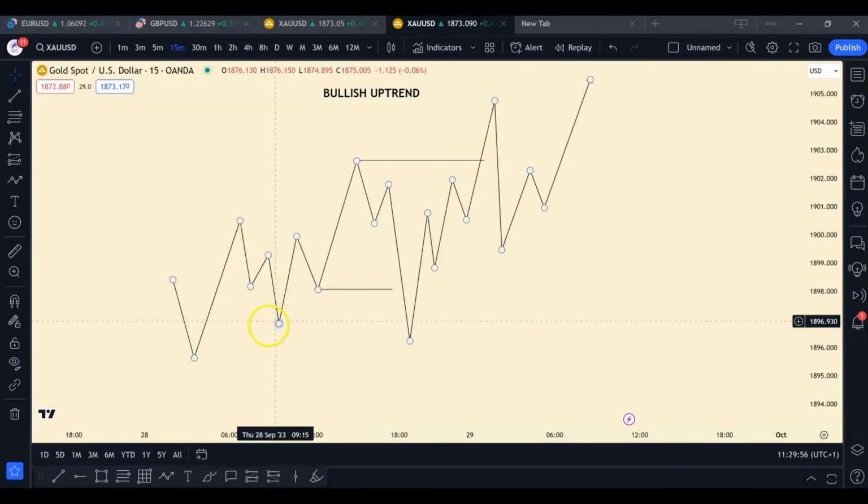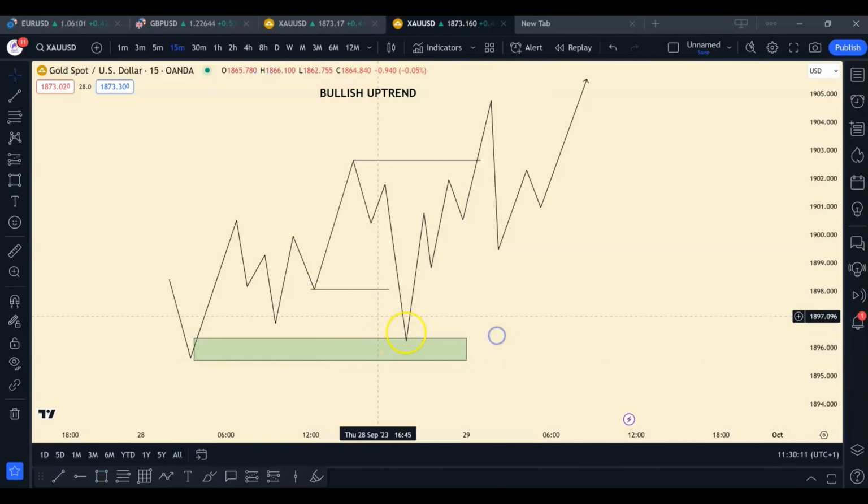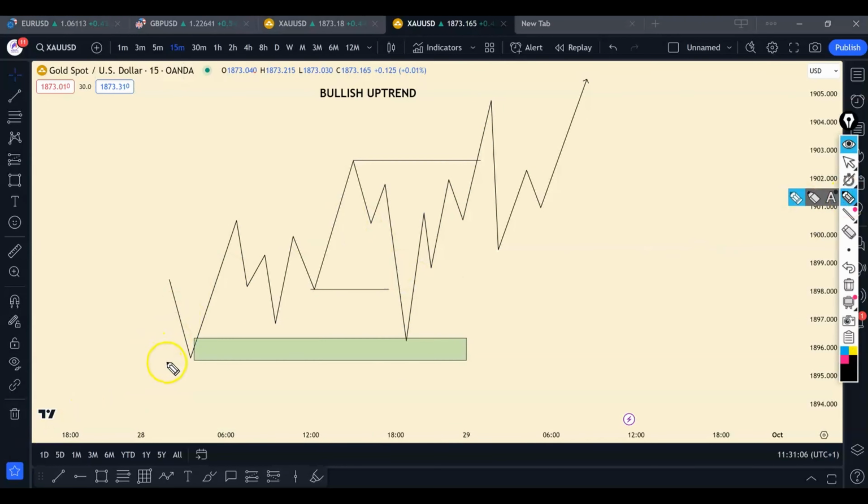So you can simply buy once liquidity is taken, or tap into an unmitigated point of interest in here, something like this, unmitigated point of interest. Then you can continue that bullish play. Now when this market moves up, it didn't just go straight. It created a high, a low, a high, a low. Eventually it broke. So this becomes a high. So this becomes a low, high. This becomes what? A higher low.